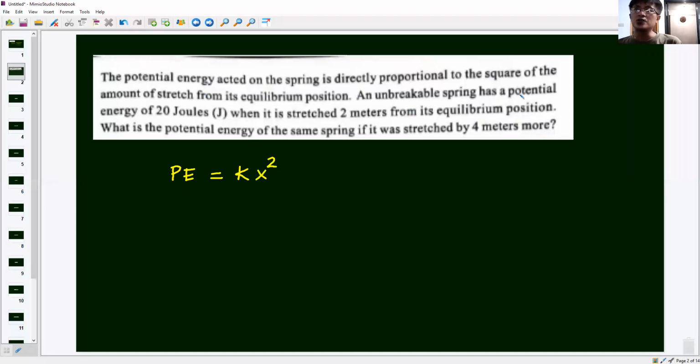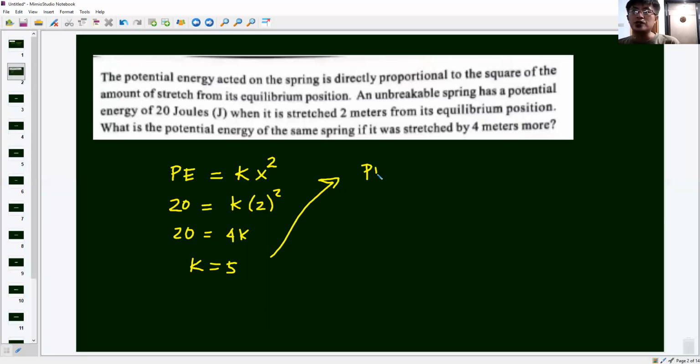An unbreakable spring has potential energy of 20 joules when it is stretched 2 meters. So we can solve for that constant K. 20 equals 4K, so K is 5. So we have a complete equation: the potential energy is 5x squared.